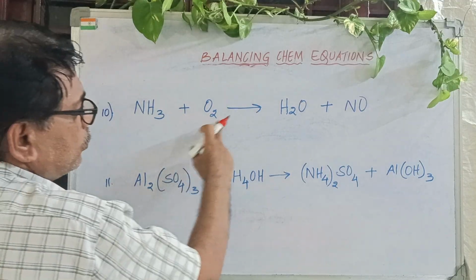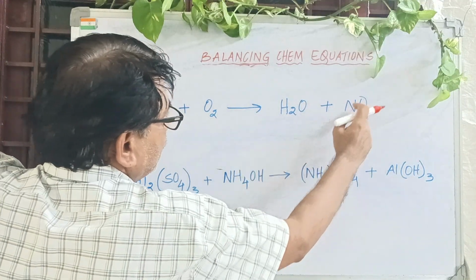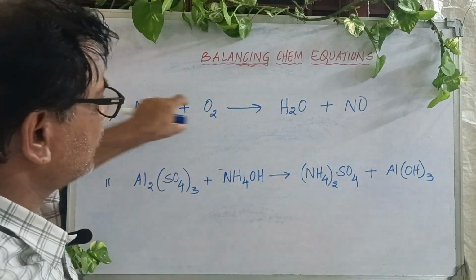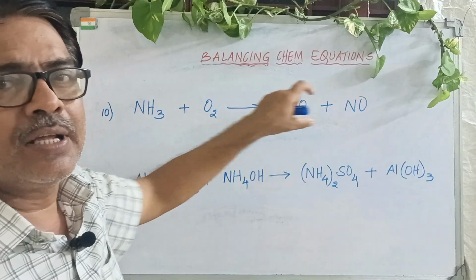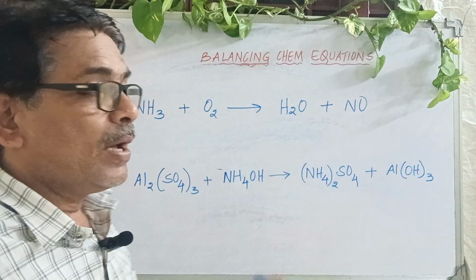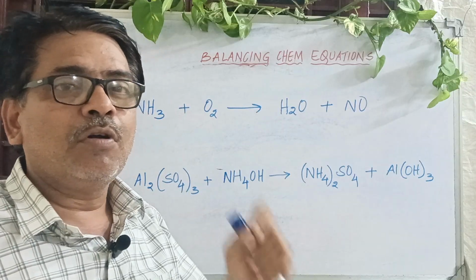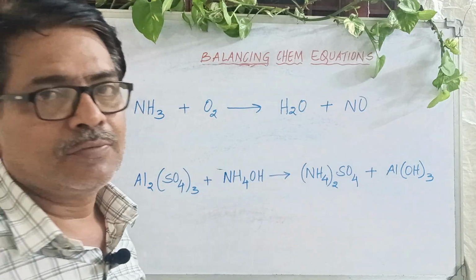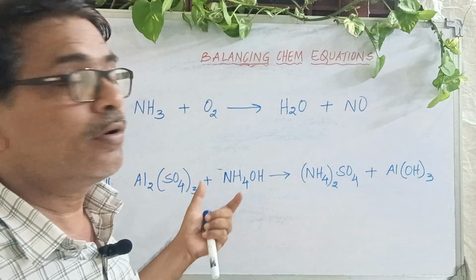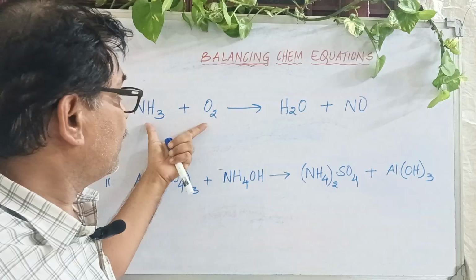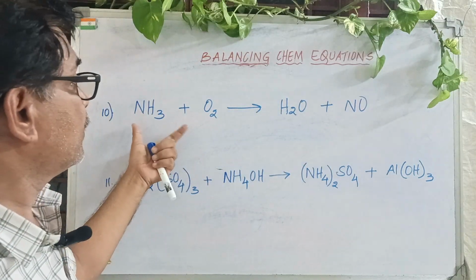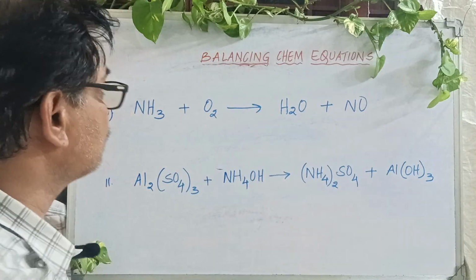NH3 plus O2 gives rise to H2O plus NO. So we have to balance whatever reaction is written unbalanced. We call it a skeleton equation. Let us balance it based on the law of conservation of mass. What does the law of conservation of mass state? I told you in the beginning of this video, the mass of the reactants will be equal to the mass of the products. The number of atoms of reactants will be equal to the number of atoms of products also, right?